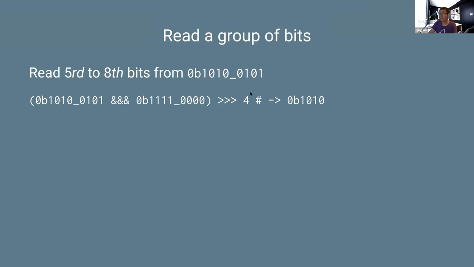And then we'll need to shift it to the right by four. That's because we wanted to get this. There are four bits that we wanted to read from, which means the value that we are expecting ranges from 0 to 15. So we wanted to get back in decimal 10 rather than, without the shifting, decimal 160.